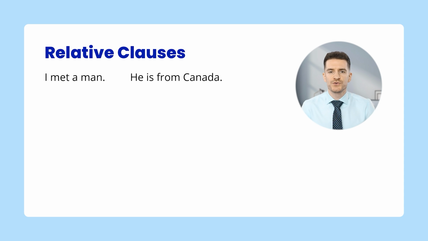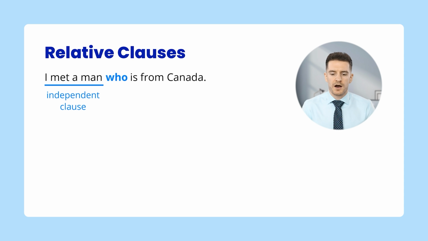Now, have a look at these two sentences. I met a man. He is from Canada. How can we join those together? Well, we can use the word who. I met a man who is from Canada. So who is from Canada? That is the relative clause. So I met a man, that's the independent clause. And then who is from Canada? That is the relative clause. That adds more information. It adds extra information.